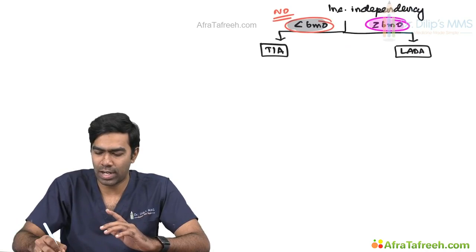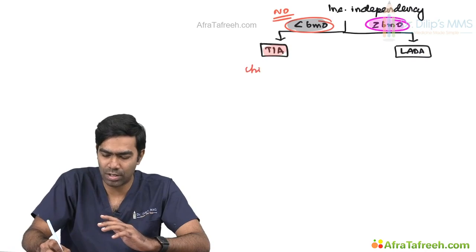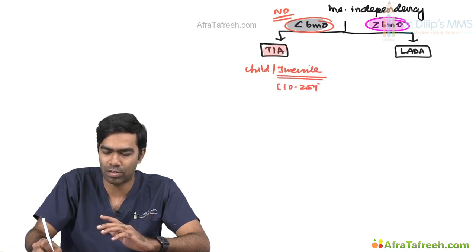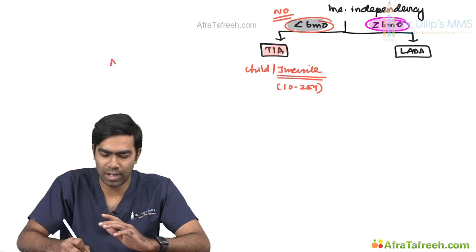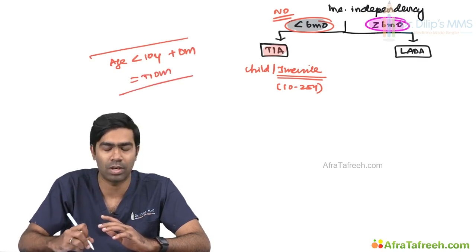So we know type 1A diabetes is the classic autoimmune type 1 diabetes, which happens in children or in the juvenile age group, but very classically in the juvenile age group. Classic age is 10 to 25 years of age. But please understand the fact, any child with less than 10 years plus diabetes mellitus is equal to type 1 diabetes mellitus unless proved otherwise.